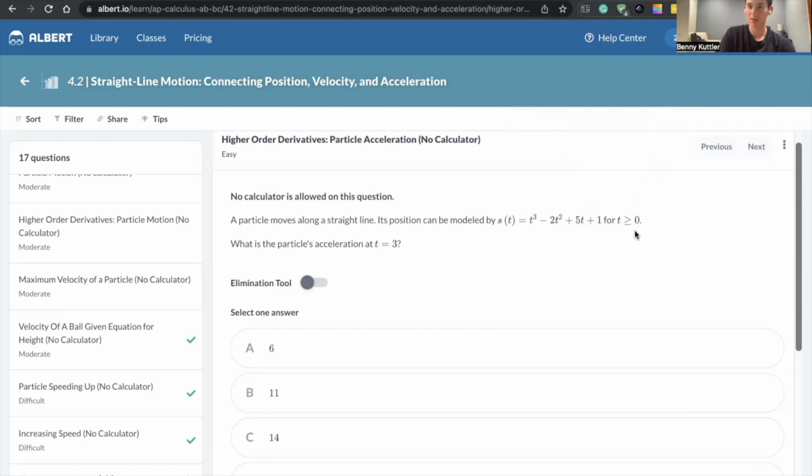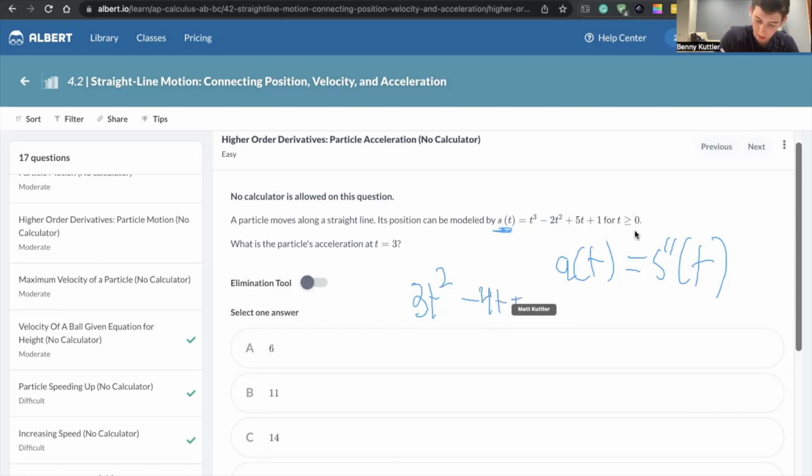So if you remember what we did in higher order derivatives, we know that acceleration is the derivative of velocity, and velocity is the derivative of position. So we know that acceleration is going to be equal to the second derivative of position. So based on this position function, we can find the acceleration at a point just by taking two derivatives here. So using the power rule, we have 3t squared minus 4t plus 5.